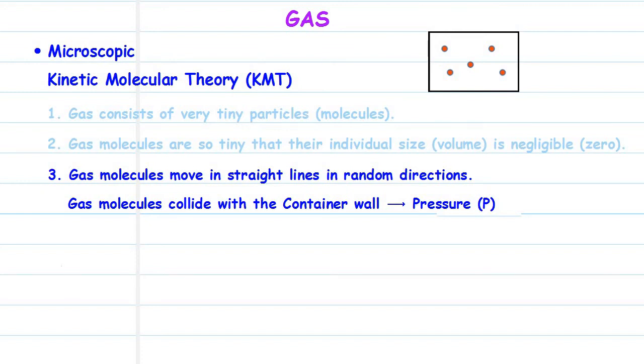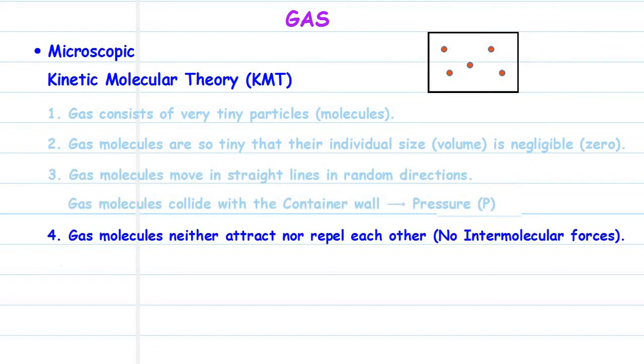What I mean is this. These molecules or red circles can move in many random directions. But when they hit the wall, that part will contribute to pressure. So now we're starting to see the relationship between the gas molecule, which is the microscopic part of the gas, and the pressure, which is the macroscopic part of the gas.